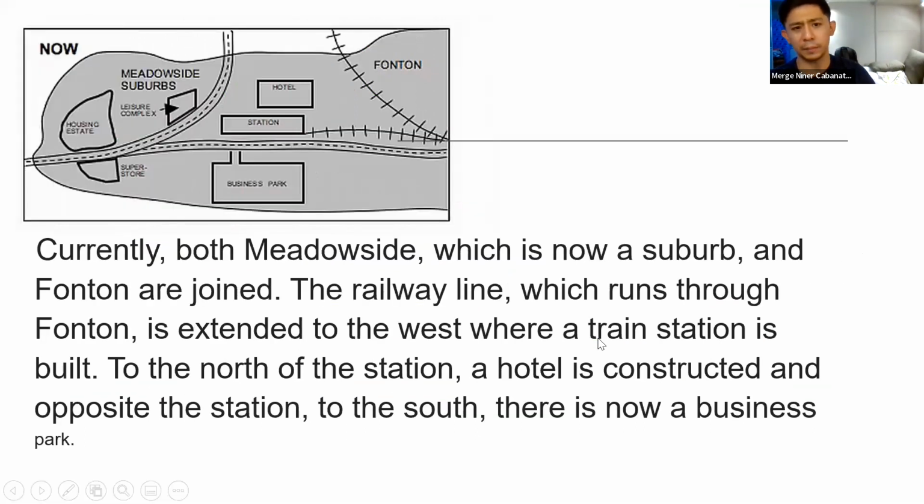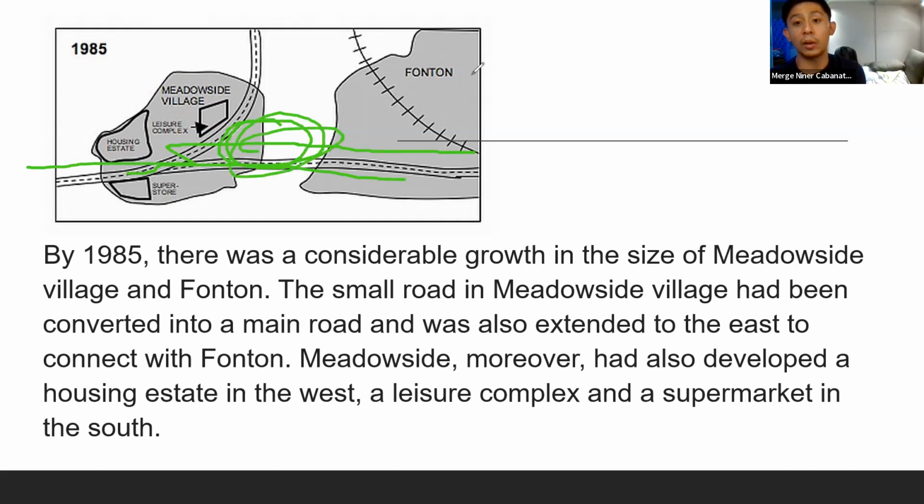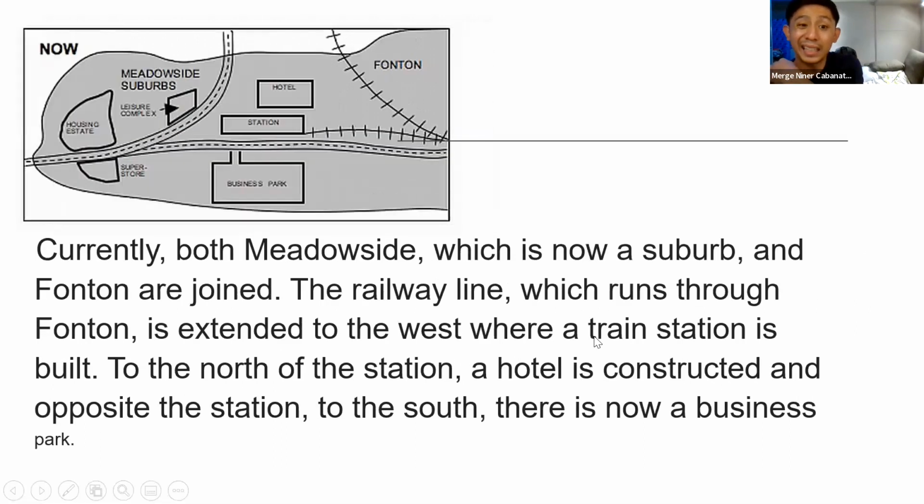Now, what happened in the present? They are now together. And not only the road is connecting to Fontan, the railway line is connected towards the Meadowside Village, and in the middle, there is now a train station. And below it, below both of them, there is a business park, an added amenity, and above the station, there is now a hotel. So there's not much added to Meadowside Village previously, which is now a suburb. So you have the housing estate still, you have the superstore still, you have the leisure complex, but business park, station, and hotel were added as extra amenities for both of them.